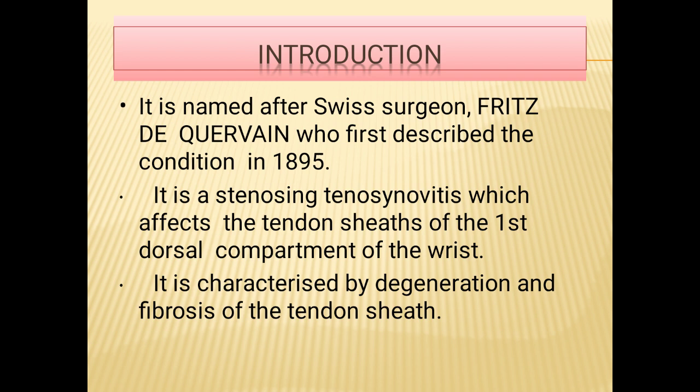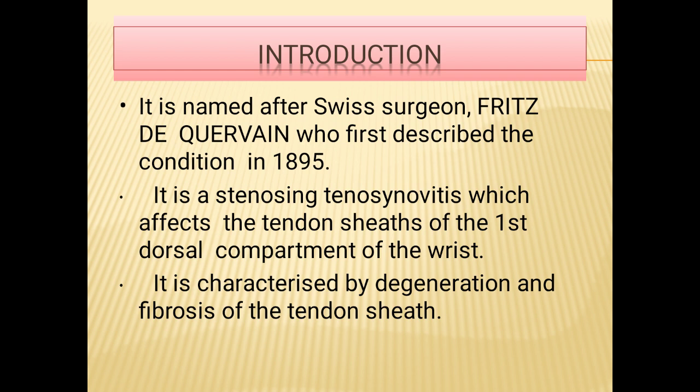It is named after the Swiss surgeon Fritz de Quervain, who first described the condition in 1895. It's a stenosing tenosynovitis. Stenosing means decrease in the circumference. The tendon usually passes through the synovial sheath, also called the tendon sheath. If the tendon sheath gets stenosed and inflammation occurs, we call it stenosing tenosynovitis, which affects the tendon sheaths of the first dorsal compartment of the wrist. We'll see the first dorsal compartment of the wrist in a short while.